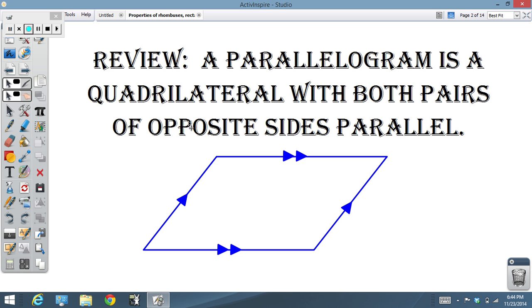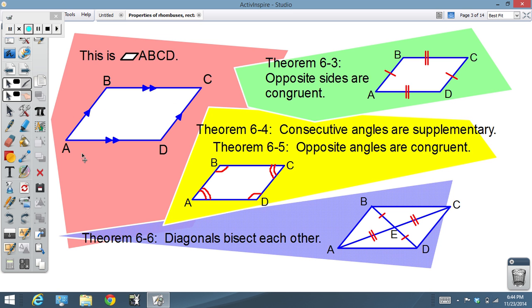Now remember, a parallelogram is a quadrilateral with both pairs of opposite sides being parallel. So if a rhombus is a parallelogram, well, we know both pairs of opposite sides are parallel. Same with rectangles, same with squares, because all of these three new terms come with the definition that they are all parallelograms.